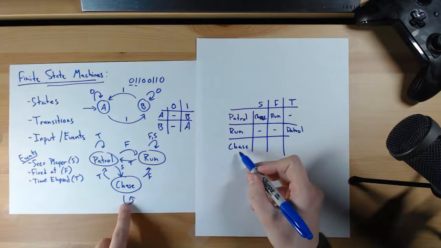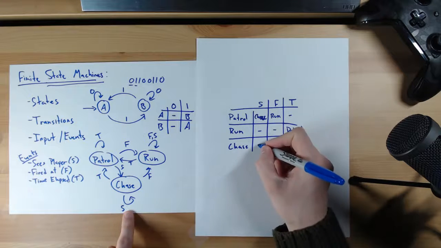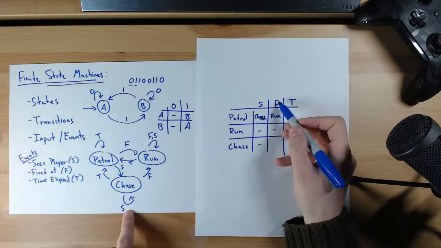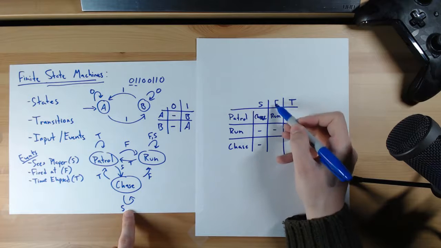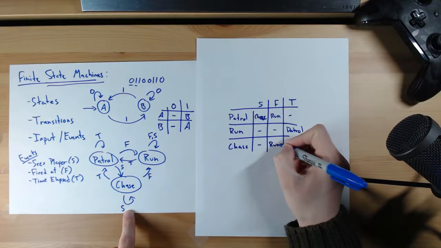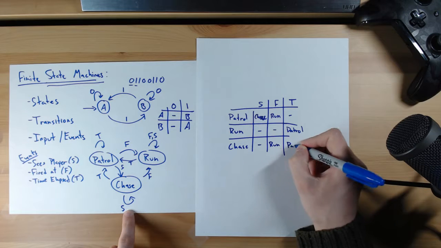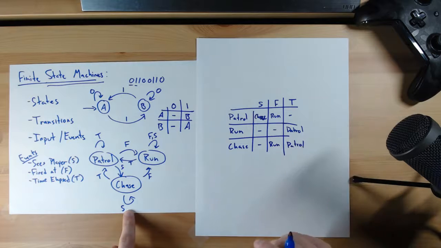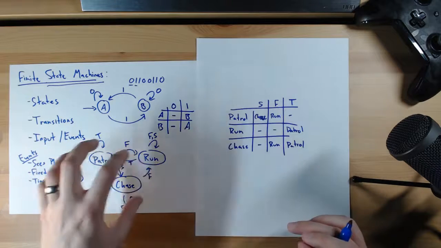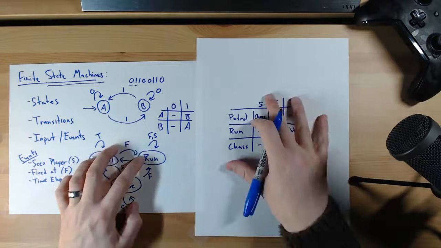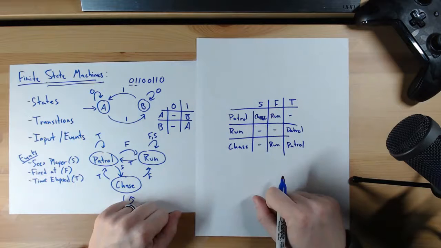When you're chasing, if you see the player, you're going to do nothing. If you're chasing and you are fired at, you're going to go into the run state. And if you are chasing the player and some amount of time has elapsed, you are going to go back into patrol. Now, these sort of diagrams, this diagram here, as well as this diagram here, are really common to see in game development.